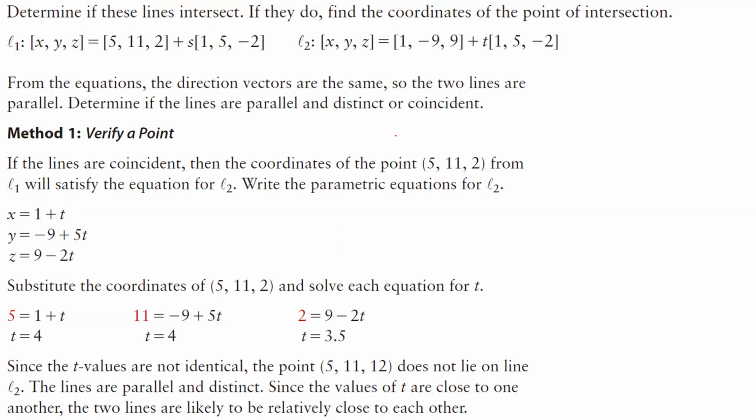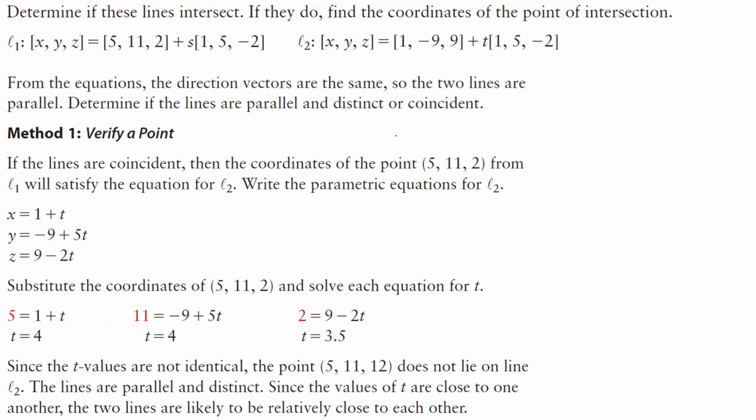First equation gives us t equals 4. Second equation gives us t equals 4. And the third equation gives us t equals 3.5. So since the t values are not identical, that means we cannot find a single value for t that satisfies all of the three equations. Therefore, the point 5, 11, 2, which is on L1, does not lie on line 2. So which means the two lines are parallel and distinct, right? Otherwise, any point on L1 must lie on L2.